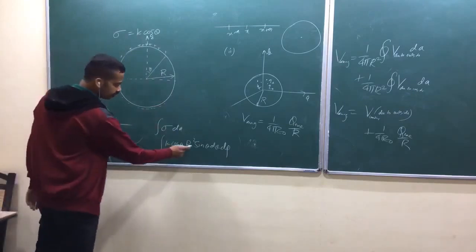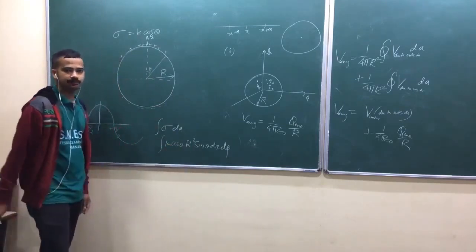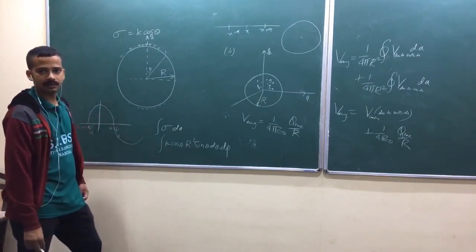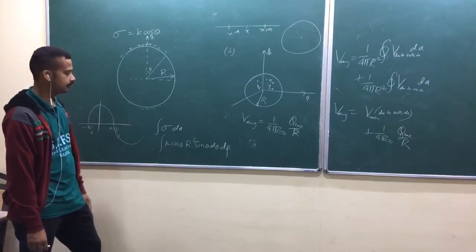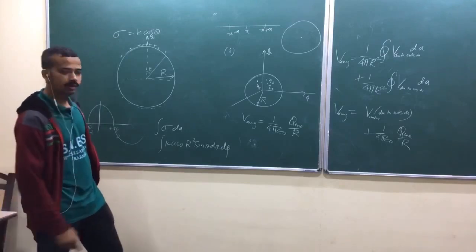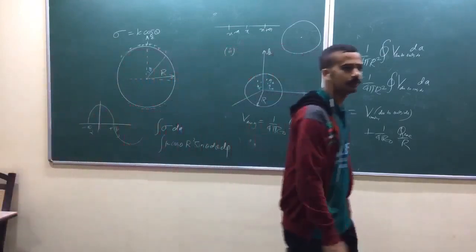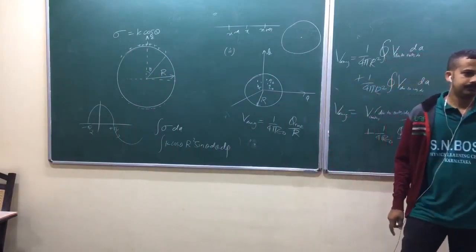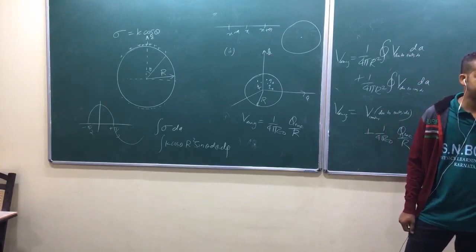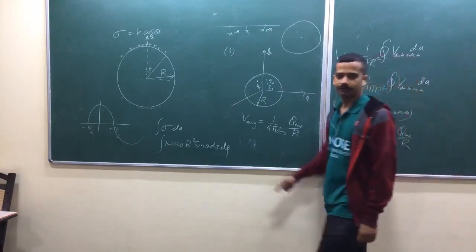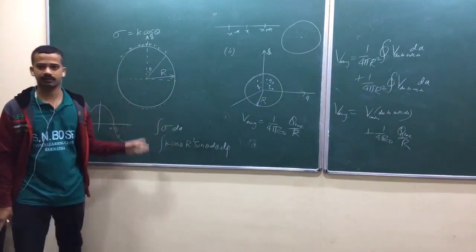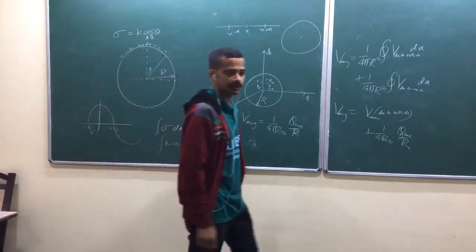Cos theta sin theta d theta, with theta running from 0 to pi. Do that integration. That is 0. I can also see this because a positive charge distribution here is matched by a similar negative charge distribution there. That's why the net charge is 0.